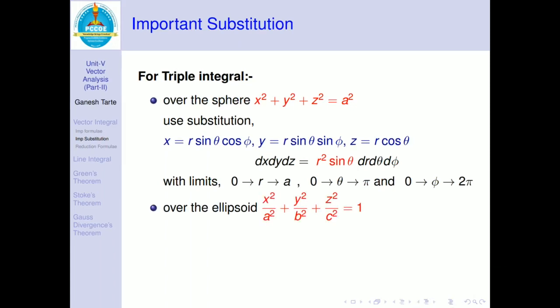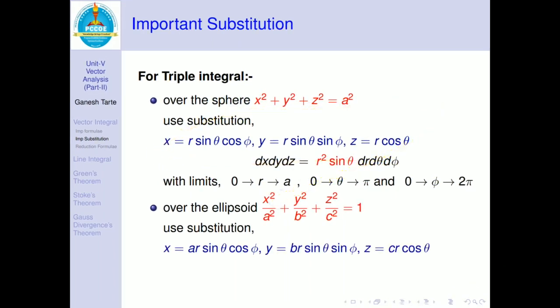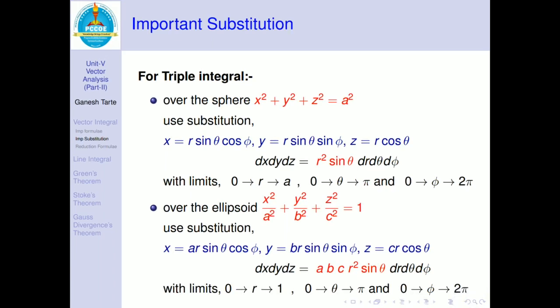Now over the ellipsoid, x square upon a square plus y square upon b square plus z square upon c square equals 1, we use substitution. Again, same as the spherical coordinates with multiples a, b, c, that is x equals a r sin theta cos phi, y equals b r sin theta sin phi, and z equals c r cos theta, with dx dy dz equals abc r square sin theta dr d theta d phi, where abc r square sin theta is the Jacobian for the given substitutions. With limits, r ranges from 0 to 1, theta from 0 to pi, and phi from 0 to 2 pi. So these are standard substitutions in terms of r, theta, and phi.